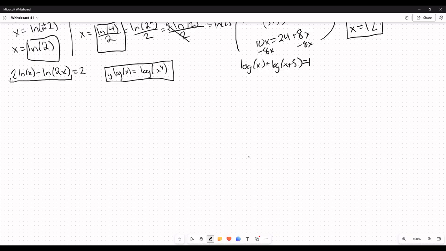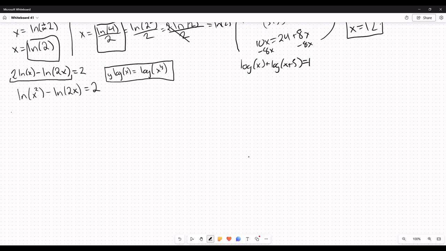So we usually use this going from the right to the left. If I have log of something raised to a power, I can take that power up front. But here we're going to take something that's multiplied up front and move it inside as an exponent. So that's going to let me rewrite this first term. So I have natural log of x squared minus natural log of 2x equals 2.